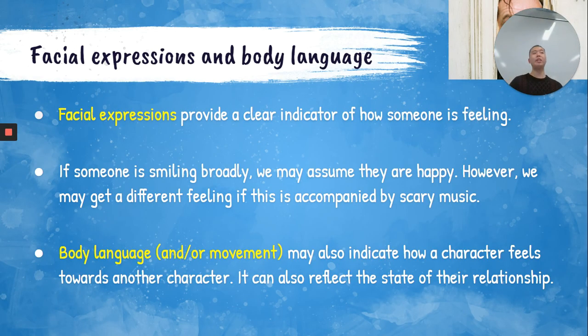Okie dokie. Last but not least, one of the key elements of mise-en-scene is facial expressions and body language. We know that facial expressions provide a clear indicator of how someone's feeling. If someone's smiling broadly, we assume that they're happy. However, we get a very different feeling if this person is smiling maniacally and there's scary horror music playing over that. Body language is also quite important because it indicates how a character feels towards another character, and it can also say a little bit about that character's mental state.